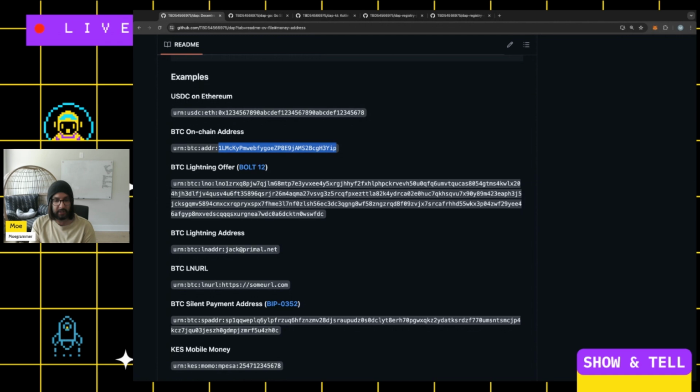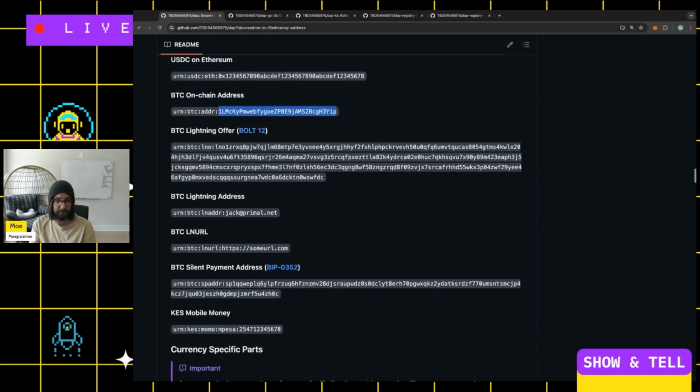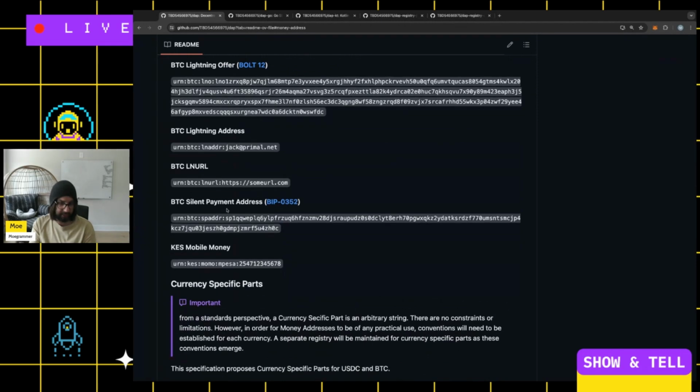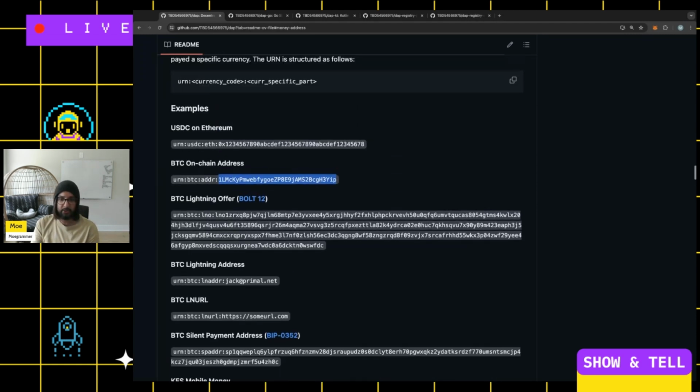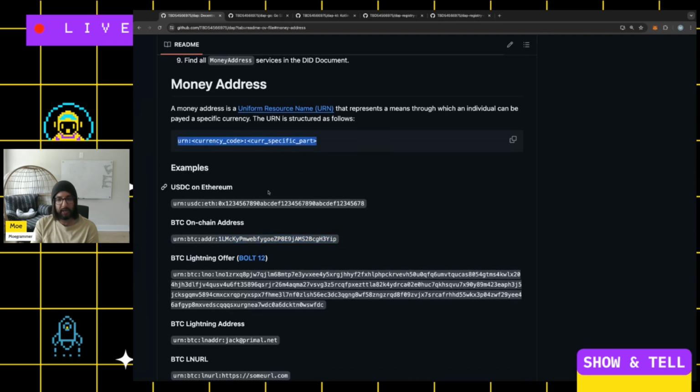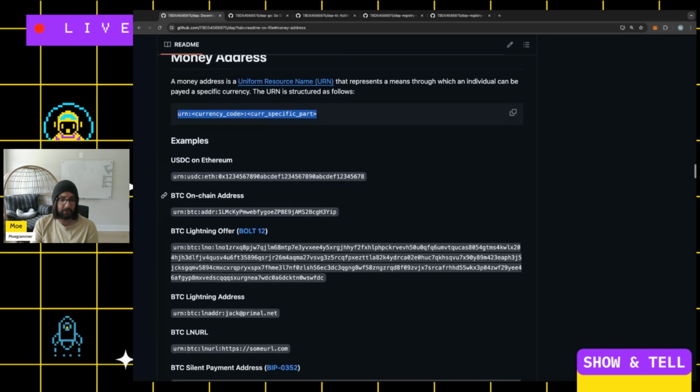Obviously, on the Bitcoin side, you probably don't want to share the same static address over and over again. So there's also support for silent payment addresses, which is a way to share an address without the downsides of sharing a static address. I won't go into the details there right now. The point is that so long as you can express a money address in this form, dApps can support whatever kind of money address the community may be interested in.